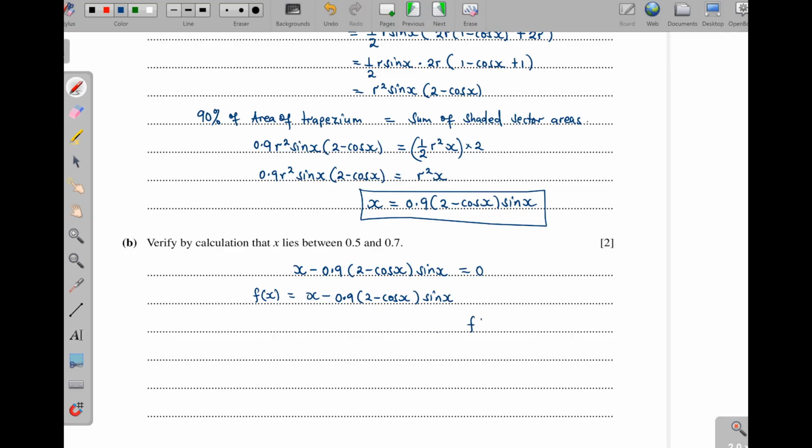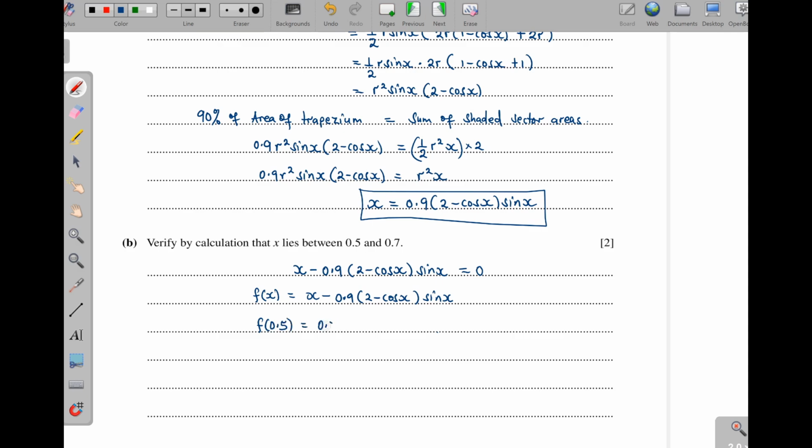Remember, for a root, f of x is supposed to be equal to what? 0. So this value of x, which reduces the function to 0, is what we call the root. So that's why we need to find the value of the function, which is equal to what? To 0. Okay. Now we put in these two values and then we see.